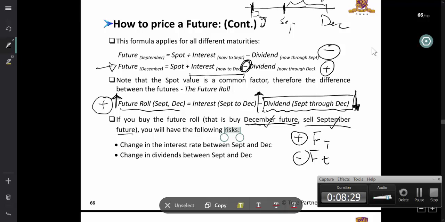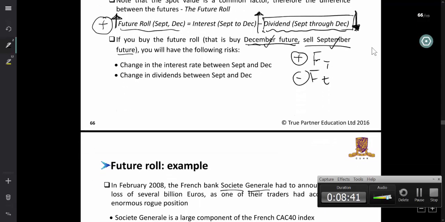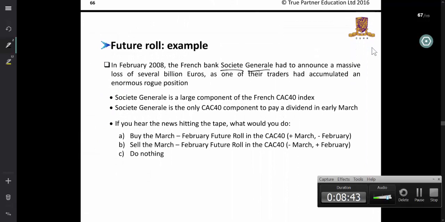Okay, so this should go down. Okay, but it did not for quite a while. For a period of 1 week or more, it did not. And that's how you could profit from that. Okay, that's the futures role.